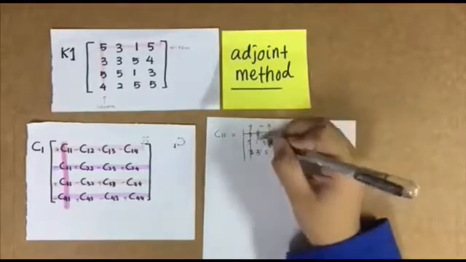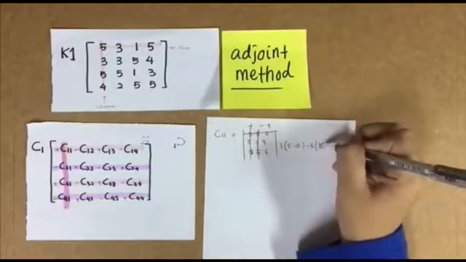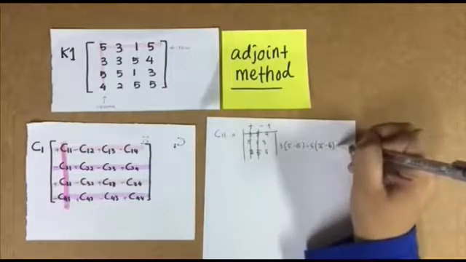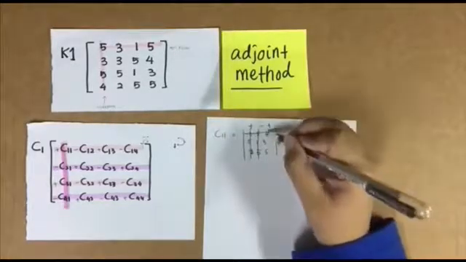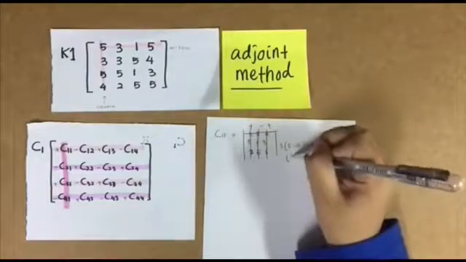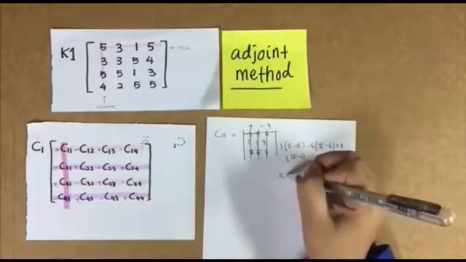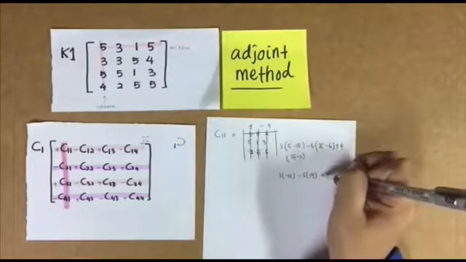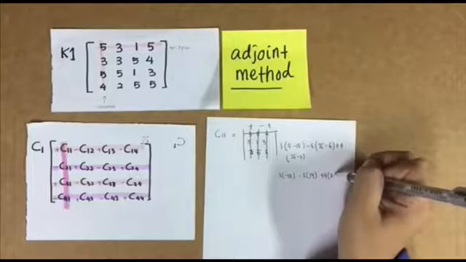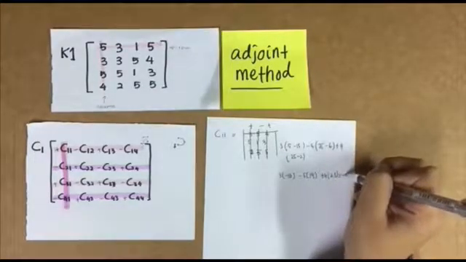Then 5 times 25 minus 6 and plus 4, 25 minus 2. Then we will get the answer equals to negative 33.